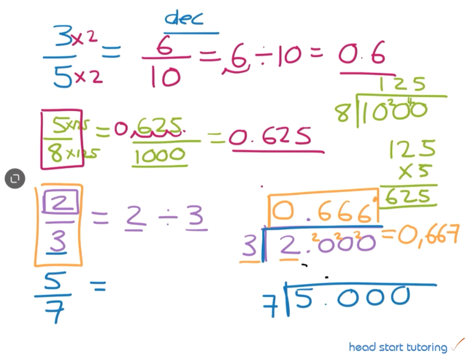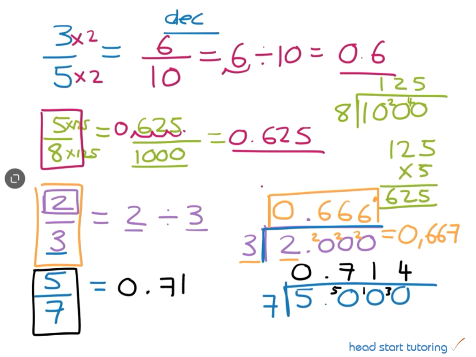And 7 into 5 doesn't go, so we carry our 5 over. 7 into 50 fits 7 times. 7 times 7 is 49. The difference between 49 and 50 is 1, so we carry our 1 over. 7 into 10 fits once, remainder 3. Because 1 times 7 is 7, the difference between 7 and 10 is 3. So 7 into 30 now fits 4 times, and we can leave it at 3 decimal places. So the answer to our 5/7 into a decimal is 0.714.